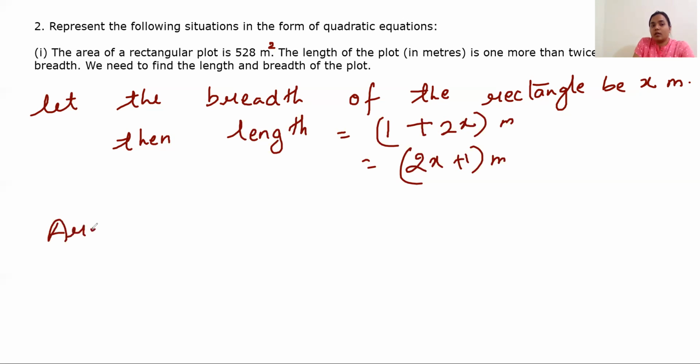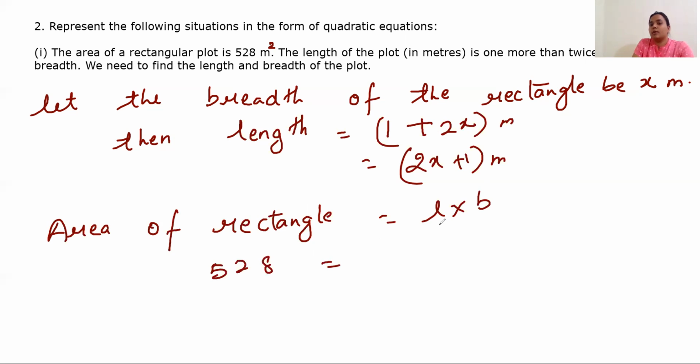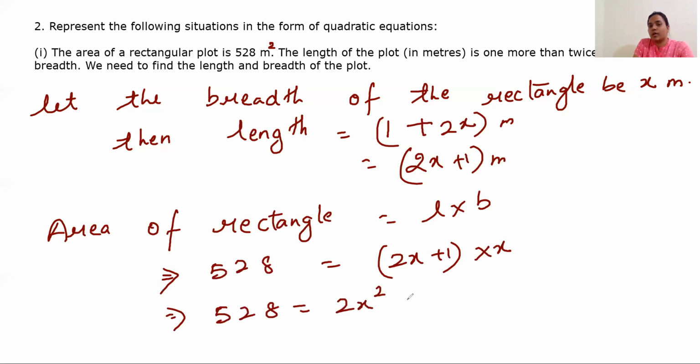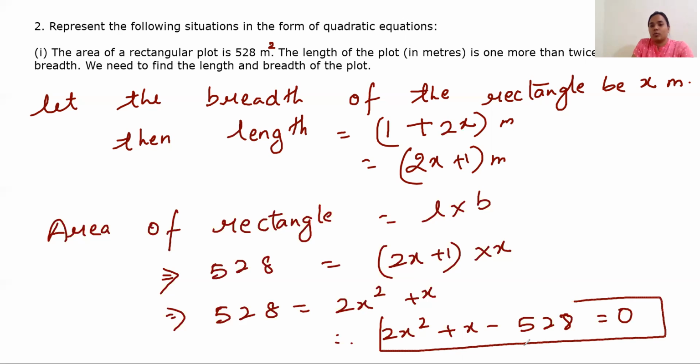So the area of a rectangle, we all know, is length into breadth. The area of the rectangle is already given, 528. 528 will be equal to length multiplied by breadth. Don't forget to give the implies that sign. So 528 is equal to 2x square plus x. Therefore, 2x square plus x minus 528 is equal to 0. This is our required quadratic equation, ax square plus bx plus c is equal to 0. We need this equation only.